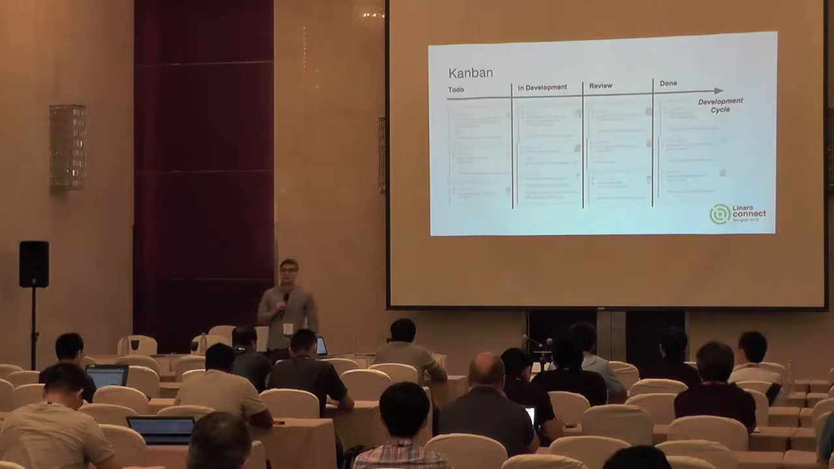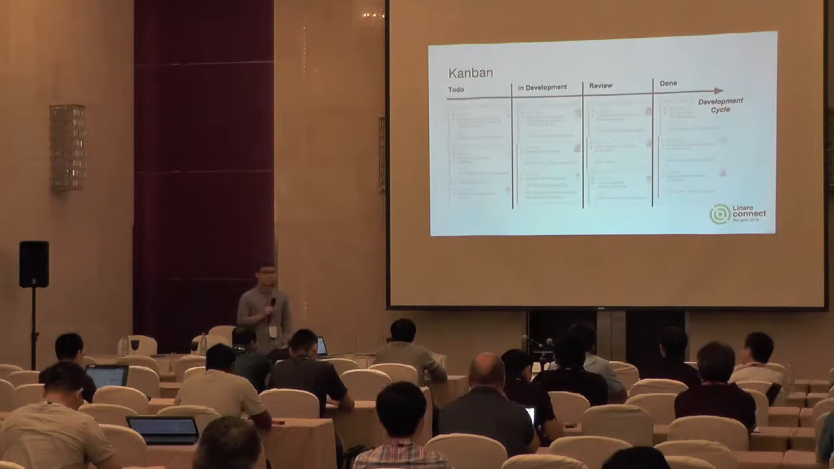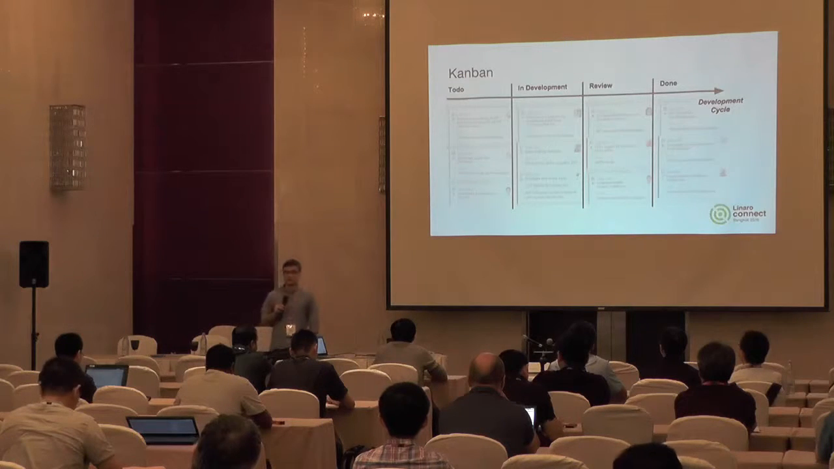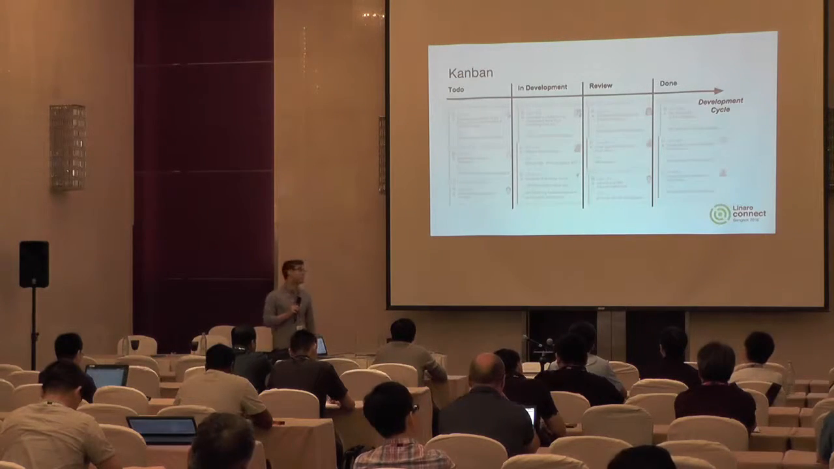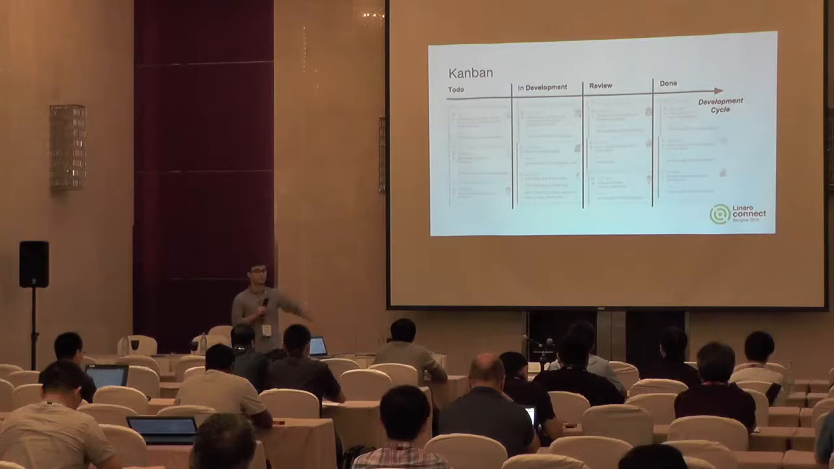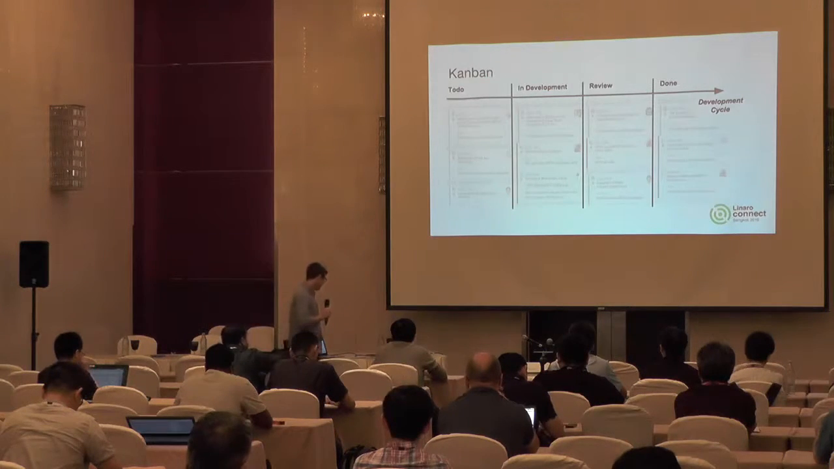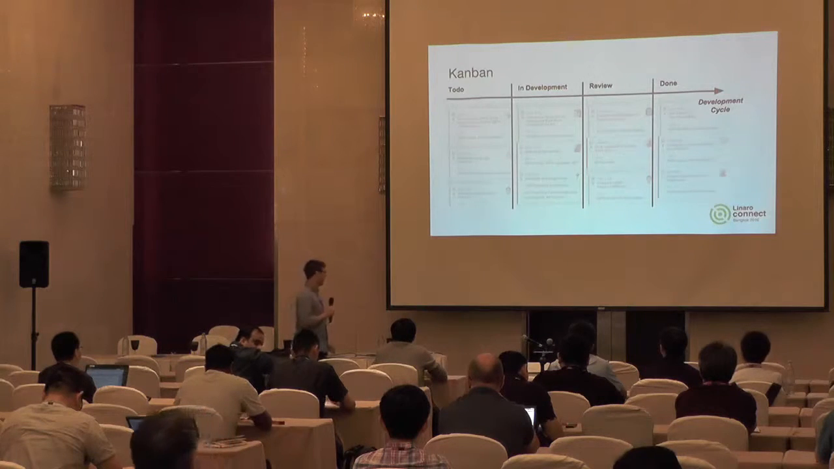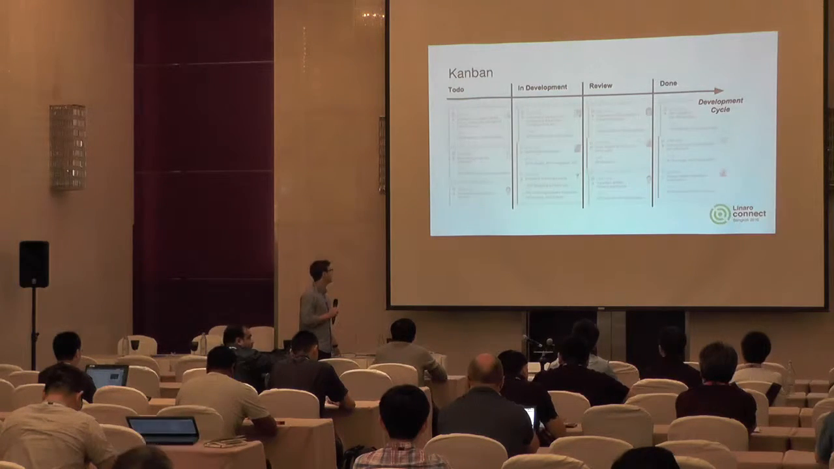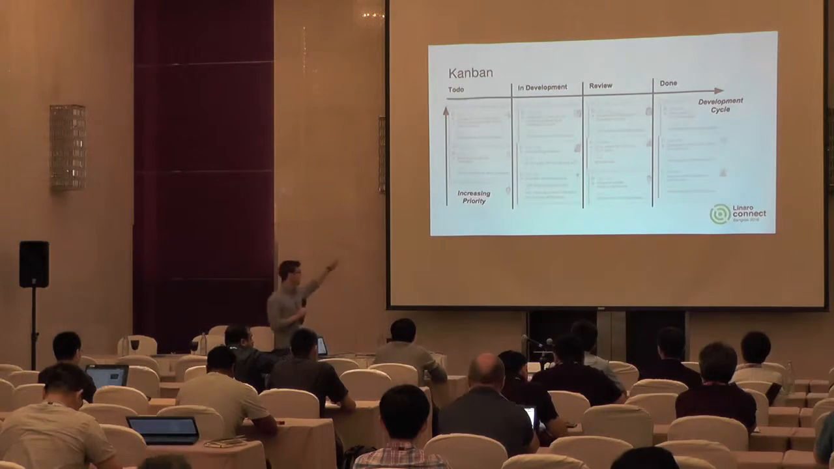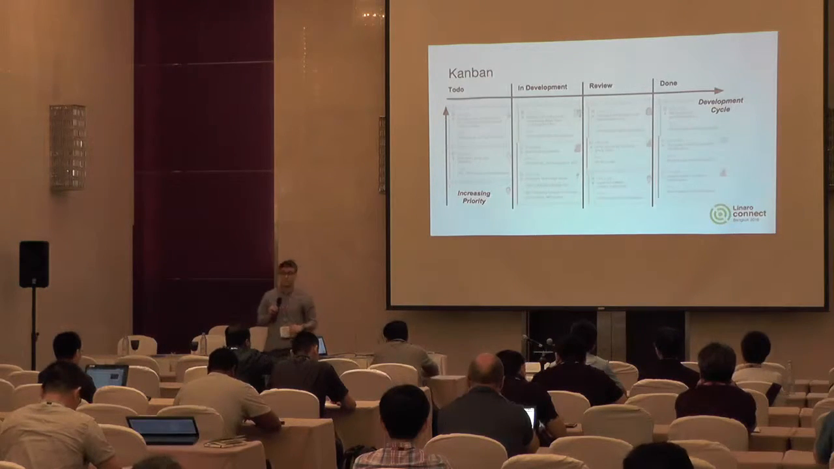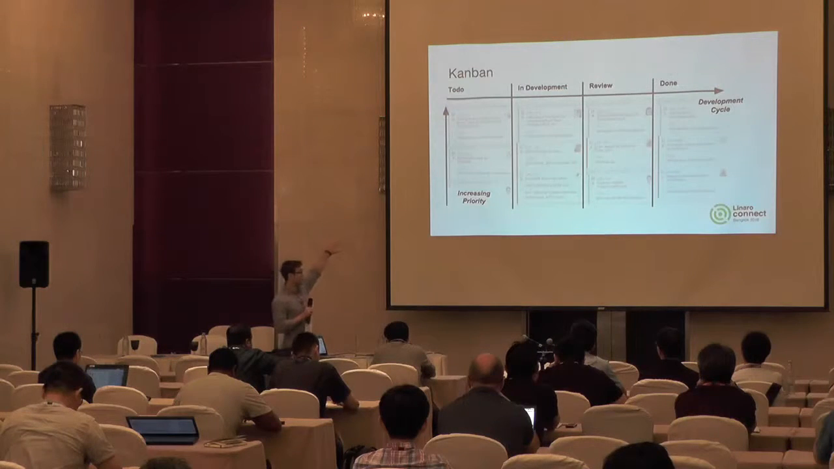And once everything is done and the code is merged upstream, or sometimes in our internal code bases, for example for stable, the task moves to done and it's being closed. So that's the development cycle on a horizontal axis. And on a vertical axis, you have the increasing priority. So the tasks with the highest priority will always be traveling at the top of the Kanban board.